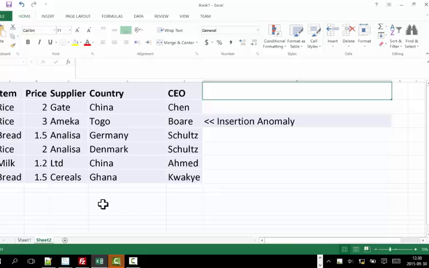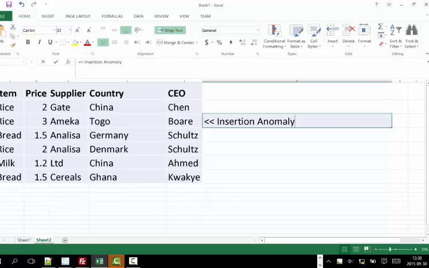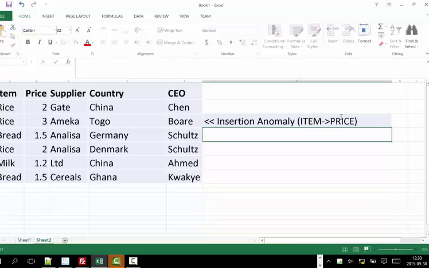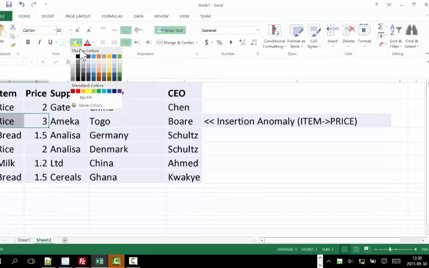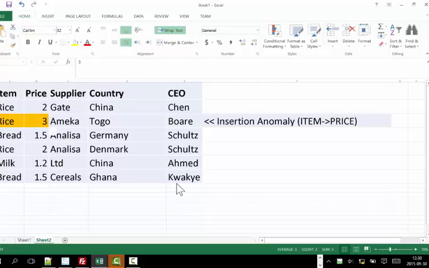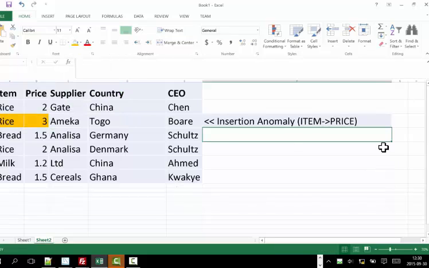No. Okay, so we said that previously, item was supposed to determine price. Does this follow the same pattern? No. So it means that this is an insertion anomaly. Right. So all of them, whether insertion, update, those ones are the easy ones. The deletion we'll talk about very soon. But for insertion, that means that you've done some insert that is violating some functional dependency that we believed was holding. So can someone give me another one?